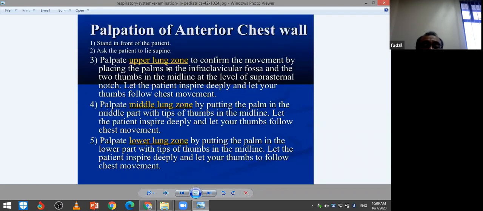Palpate the upper zone first. It is important that the patient is able to anchor your hand. Always go upper, mid and lower zone.